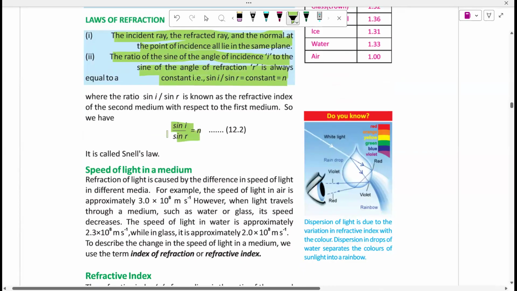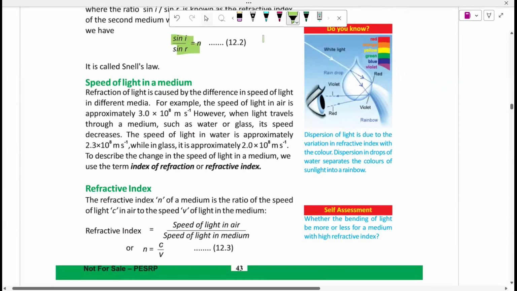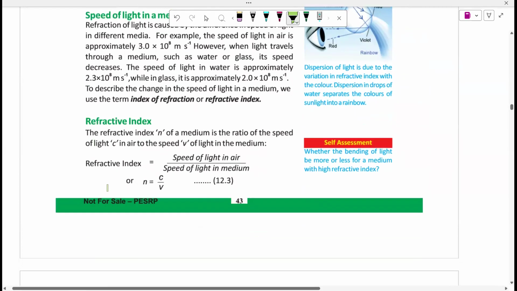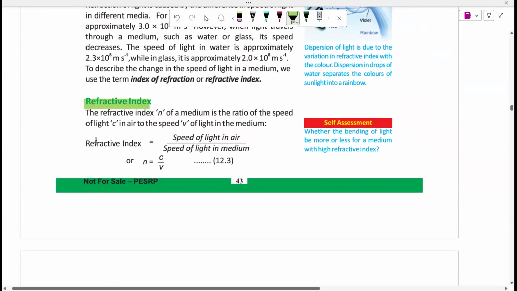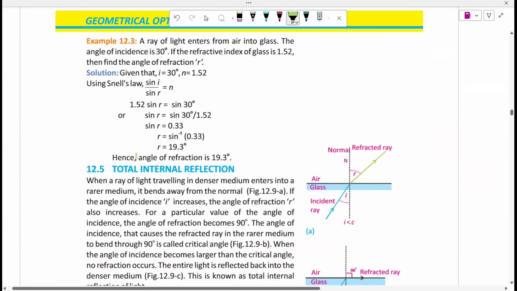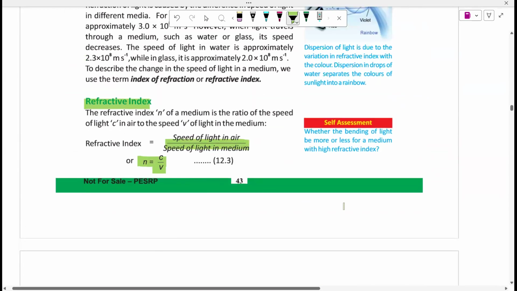This formula is used when light is entering from air to glass, and the other formula would be used otherwise. This is the other formula. The refractive index is found using this formula, which is c over v, speed of light in air over speed of light in that medium. And the next topic is similar, which we're going to do in the next lesson.